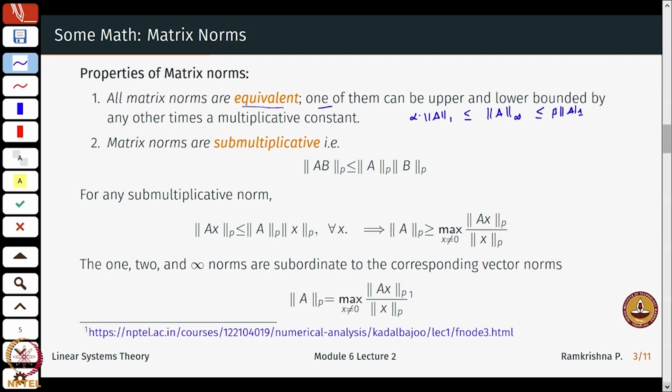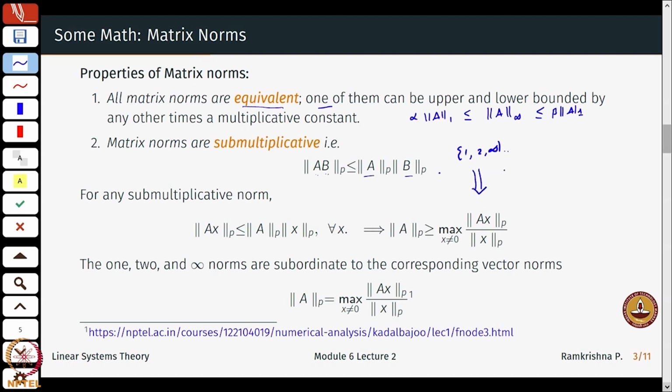Another important property is the submultiplicative property. If I have two matrices A and B, the submultiplicative property says that the norm of A times B would be less than or equal to the norm of A times the norm of B. The norm could be whatever: the 1 norm, the 2 norm, the infinity norm and so on.